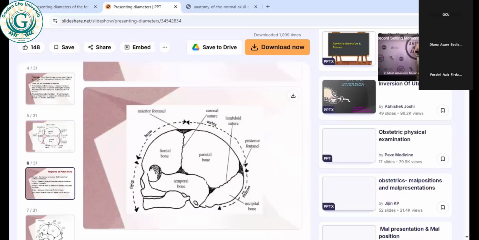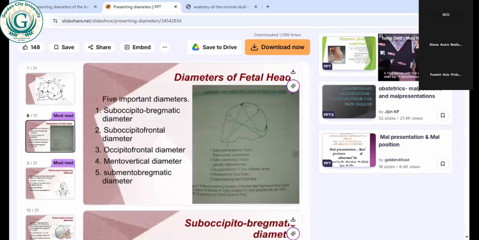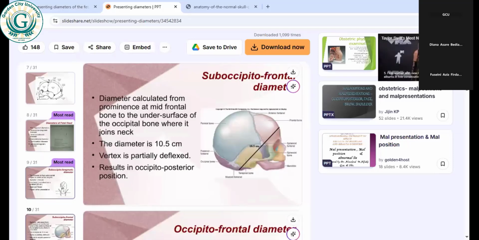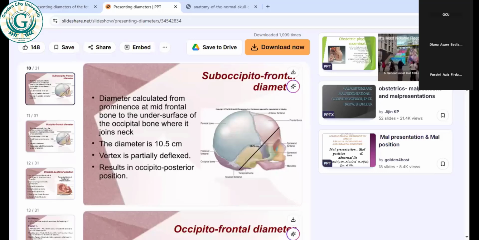At the back of the head, the diameter that distends the vaginal orifice is the suboccipitofrontal diameter. So the ones that open up the cervix are the suboccipitobregmatic and the biparietal, and the one for the vaginal orifice is the suboccipitofrontal. Hope you get the difference.